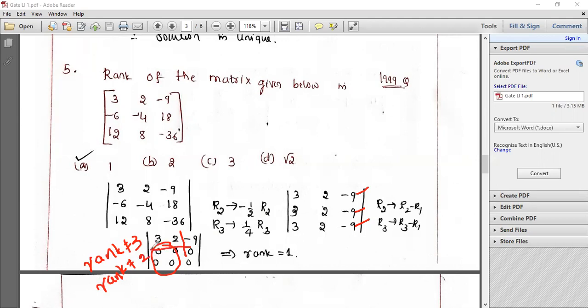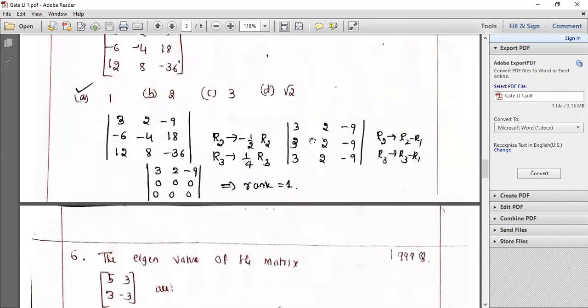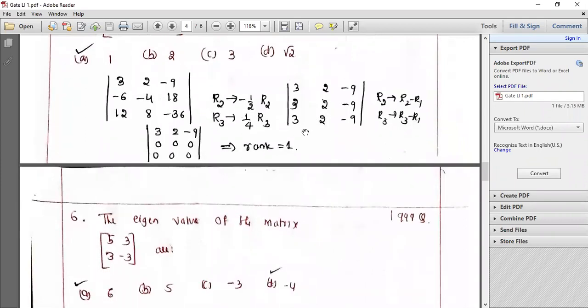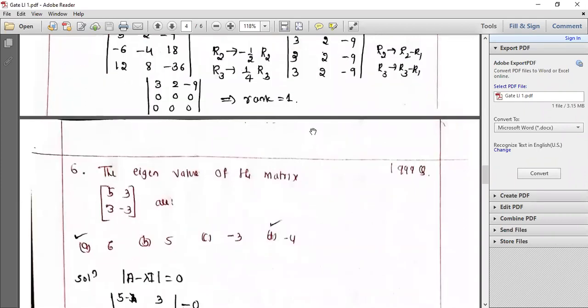So therefore the rank of this particular matrix is equal to 1. So the rank of this matrix is equal to 1. So therefore option A is the correct answer. Okay, so some simple examples look complicated. By looking at the matrix, it looks complicated, but when you apply techniques and tricks, you can solve the problem very easily. Let us solve the next example.